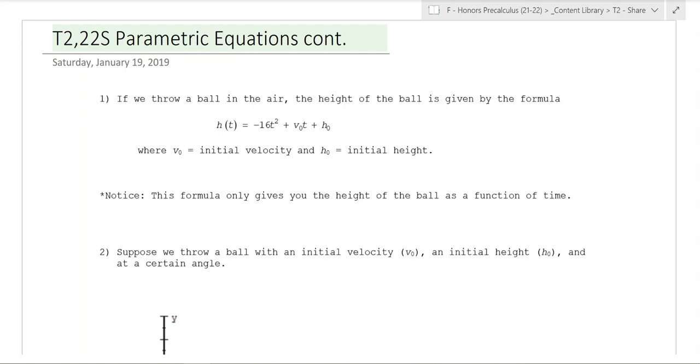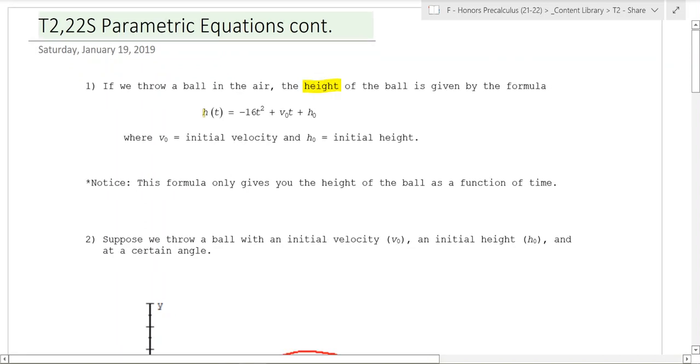Day 22 of Honors Precalculus. Today we're going to continue talking about parametric equations. In this case, we're going to be throwing a ball into the air, and the height of the ball is going to be governed by this equation.